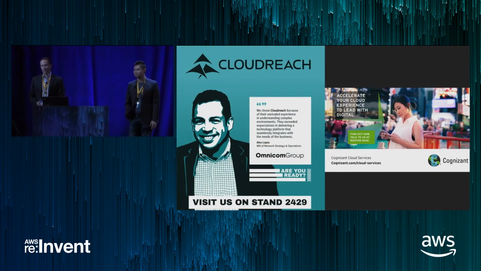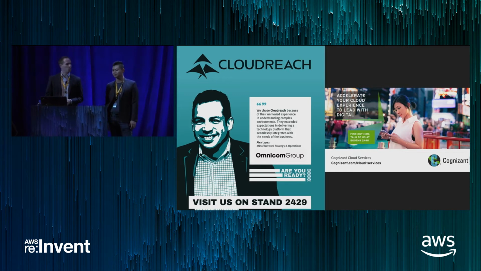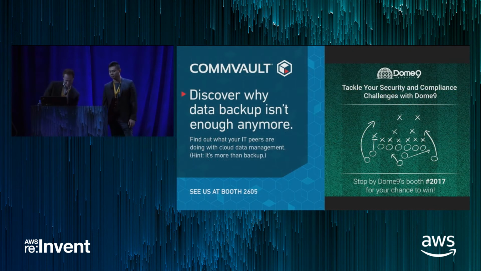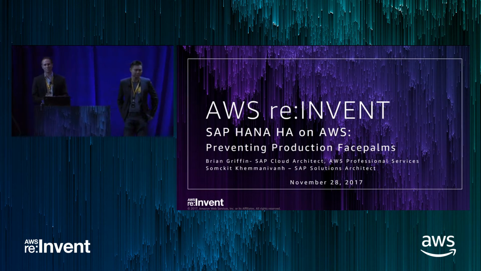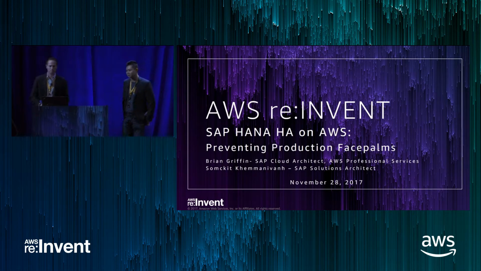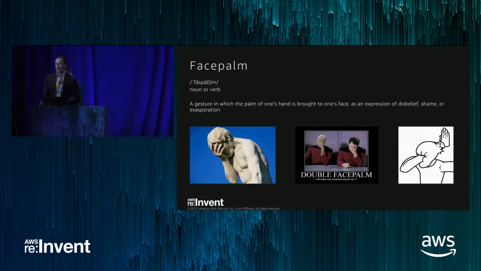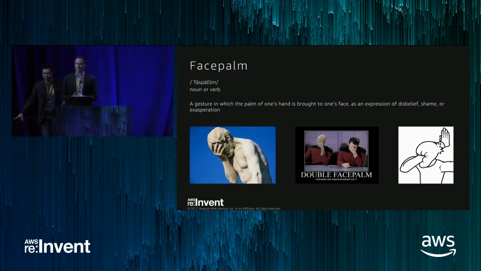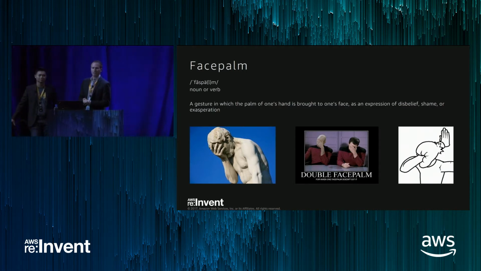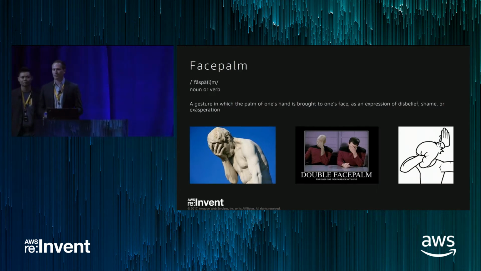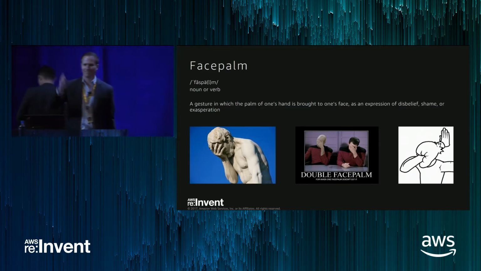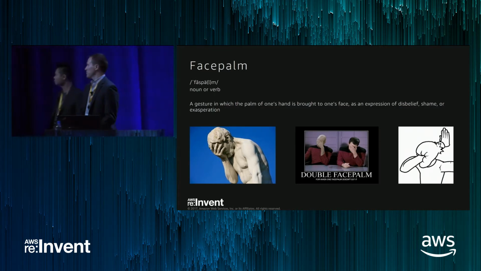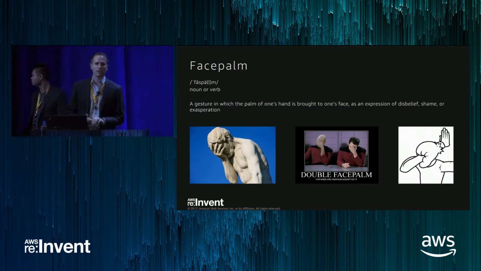We're here today just to have a little chat about some strategies and architectures that you can use to prevent production facepalm moments when running production SAP HANA landscapes. So everyone has had a facepalm moment. It's that expression of disbelief, shame, exasperation. Maybe it's because you made a mistake and accidentally shut down a production system when you meant to shut down a sandbox. Guilty.